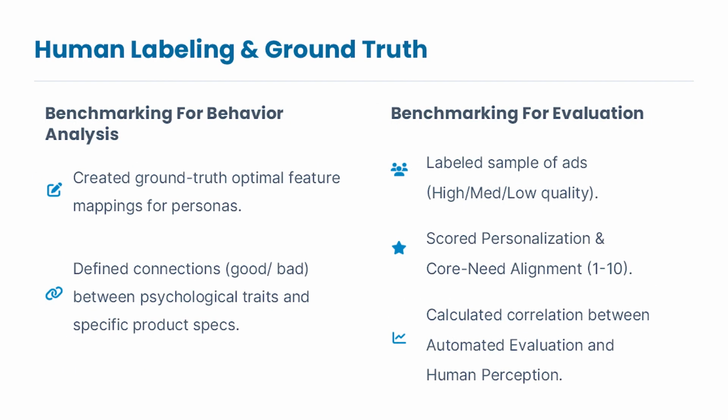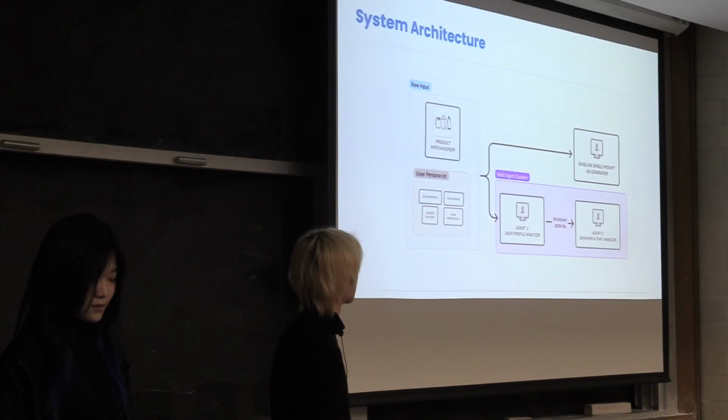In data labeling, we benchmarked behavior analysis by feature mapping for personas. We also benchmarked evaluation by labeling a sample of ads so we can ensure high correlation between automated evaluation and human perception. So let's take a deep dive into the system architecture.